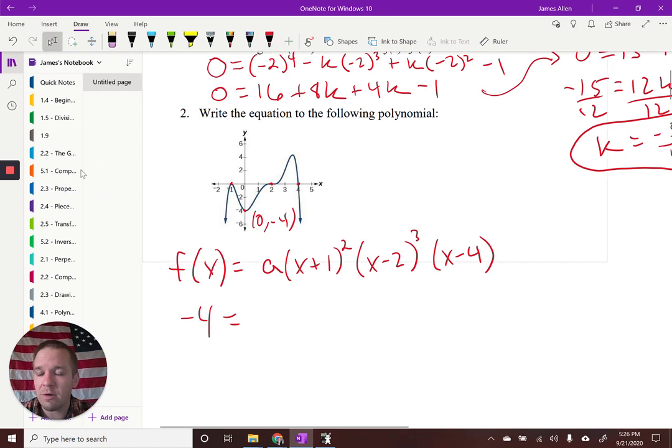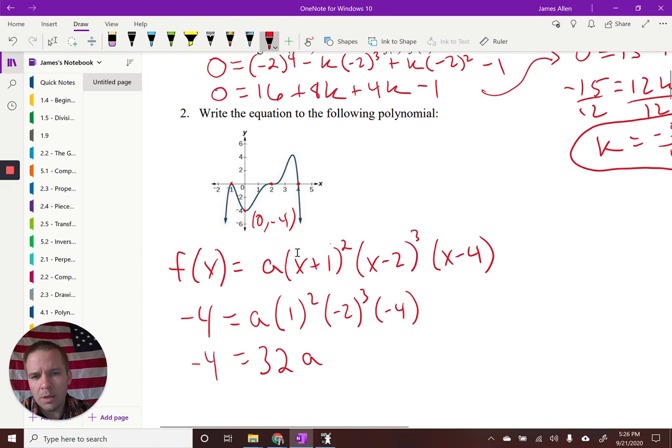I'm going to try and keep this video a little bit shorter, so I'm going to pause. After we substitute in, we end up with 32 on the right-hand side. So if I divide by 32, I'm going to get a equals negative 1 over 8.